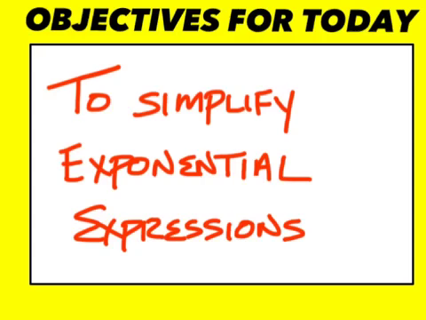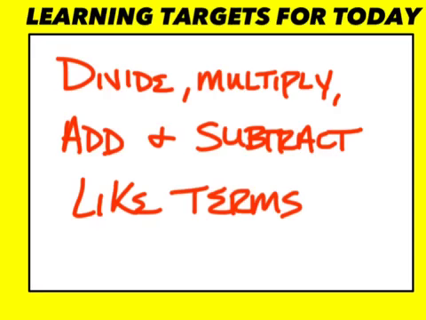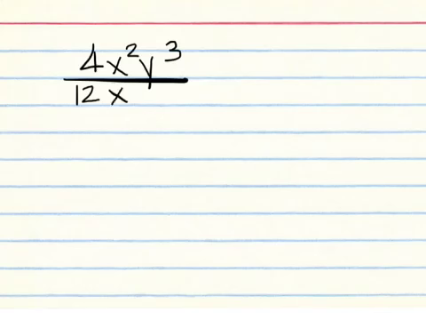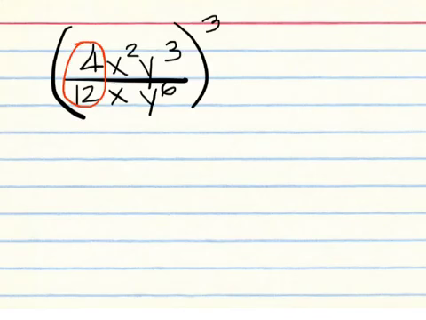To simplify exponential expressions, divide, multiply, add, and subtract like terms. In this example, we will have 4x to the second, y to the third, over 12x, y to the sixth. All of this will be to the third power. Step 1 in this problem is to simplify this fraction, 4 over 12.